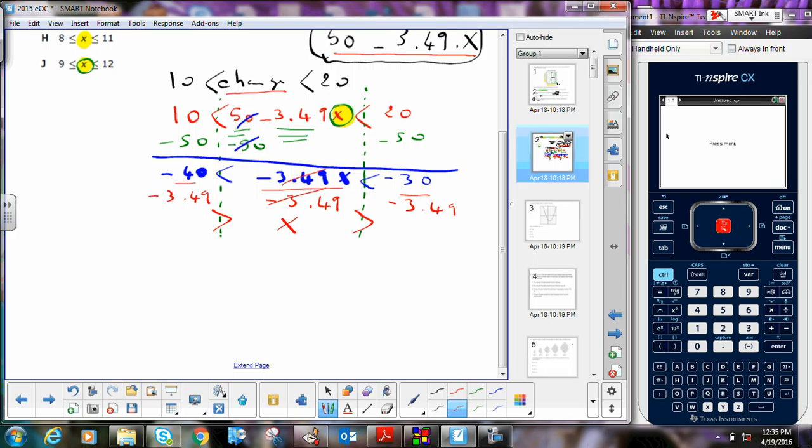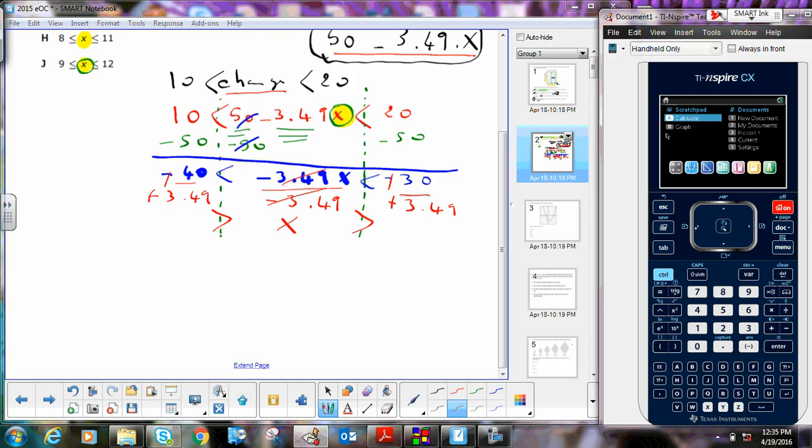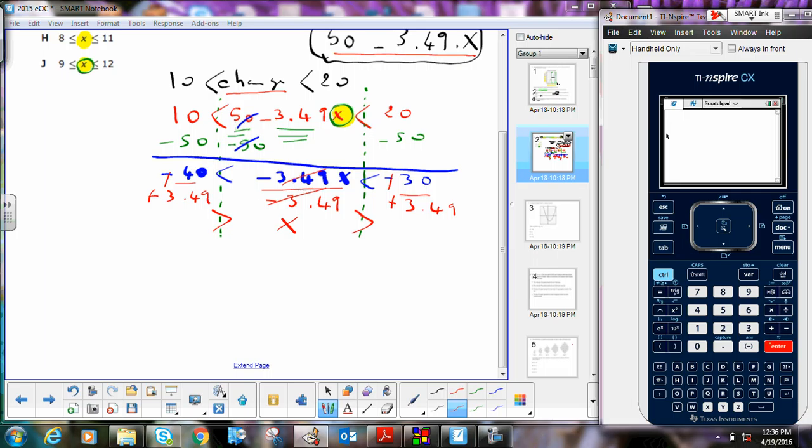So you're going to have an x. Now, negative divided by negative will be positive. Now I'm going to do my math using my calculator. I'm not going to do any mental math in the STAR test. So what's 40 divided by 3.49?